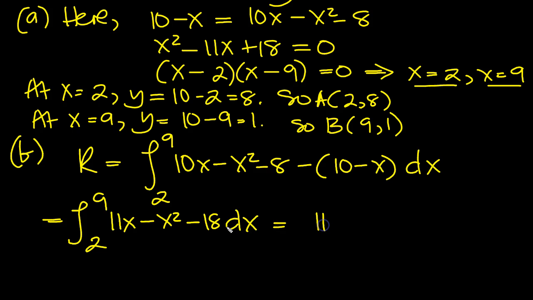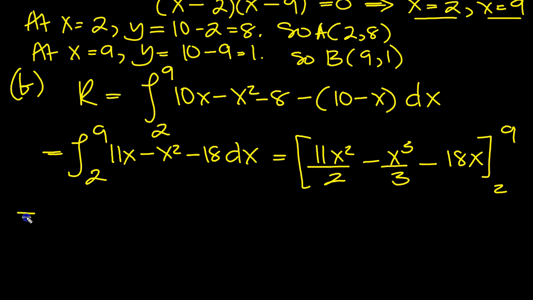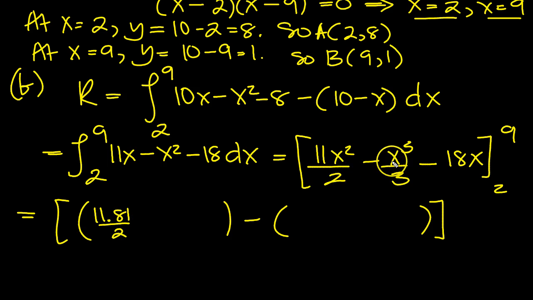So that's equal to 11, raise the power by 1 and divide by that number, so 11x squared over 2. Minus, raise the power by 1 again to 3, divide by that number, x cubed over 3. And the 18 integrates to constant times x, isn't it? 18x. And that needs to be evaluated between 2 and 9. So let's see what we've got then. Top value, take bottom value, put the 9 in. 9 squared is 81. 81 times 11 over 2, minus 9 cubed over 3, minus 18 times 9.